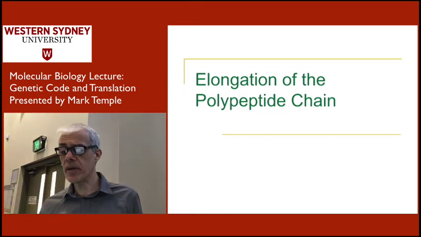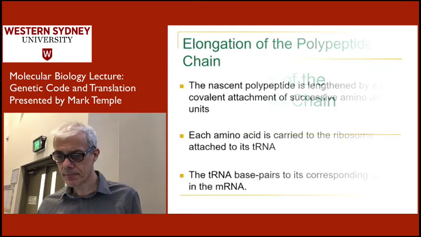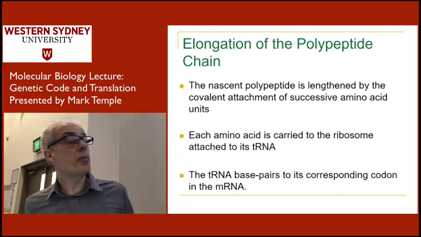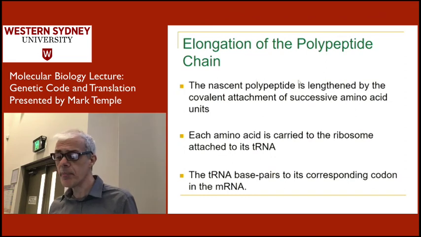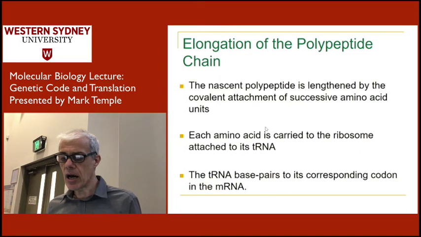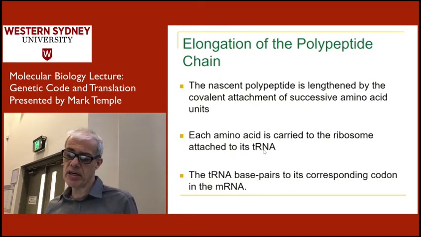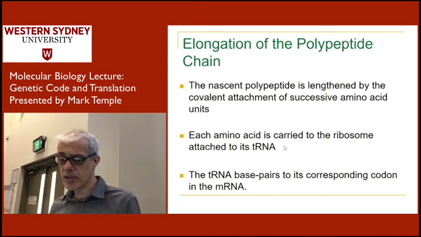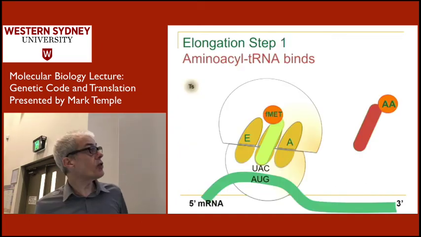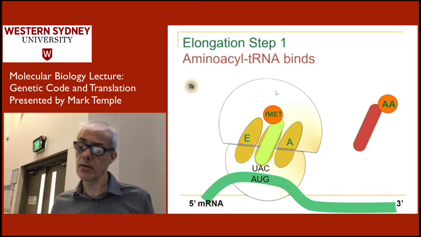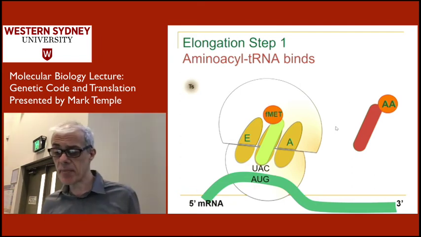We then have elongation of the polypeptide chain. So the polypeptide chain is lengthened 1 amino acid at a time. Each amino acid is brought in by a transfer RNA binding in an adjacent site in the ribosome, and then you get base pairing between the transfer RNA and the messenger RNA through that codon-anticodon interaction. So I've tried to do an animation based on the diagrams in the textbook to show what's happening here.